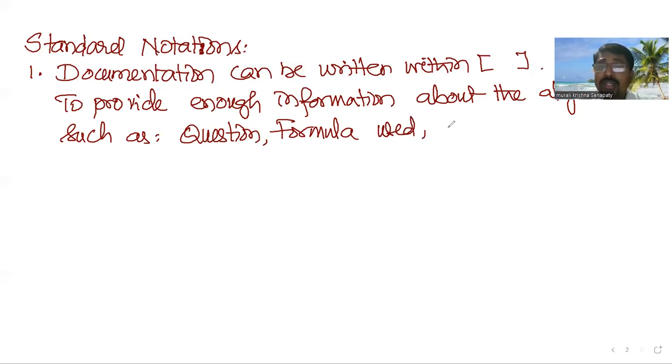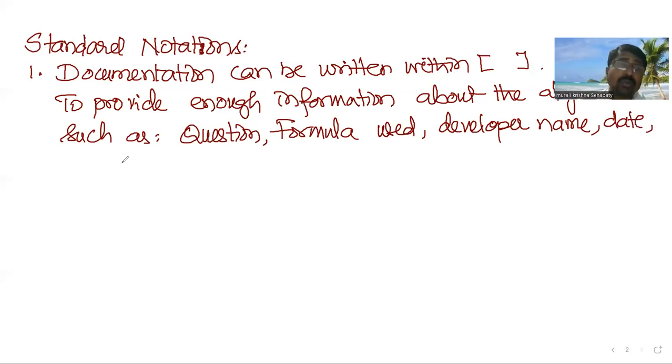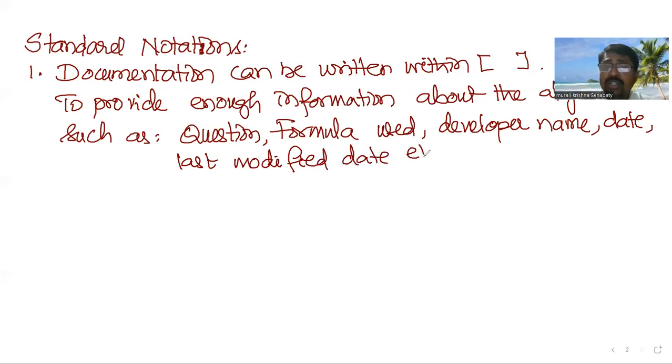That is, let us say, developer name, at which time or which date it has been developed, so the corresponding date. And what is the last modification date, like that, last modified date, etc. All these information we write normally in documentation within square brackets, and this information can be written anywhere in the algorithm. So we can add one more point.